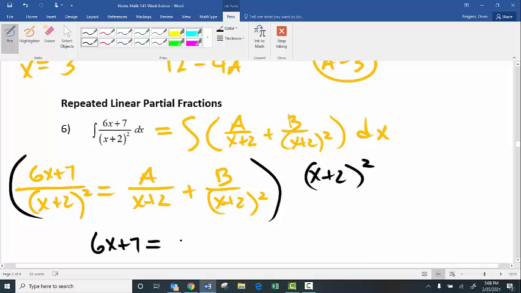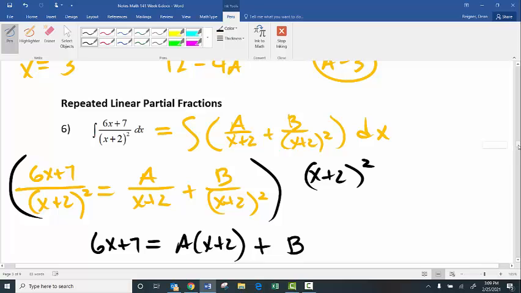6x plus 7 equals, and then a over x plus 2 times x plus 2 squared is a times x plus 2. You have 1 x plus 2 left. And then plus, and then b over x plus 2 squared times x plus 2 squared. The x plus 2 squared cancel, and you just have b.